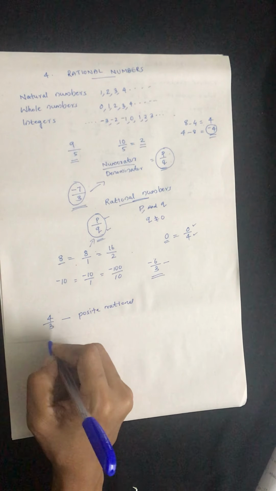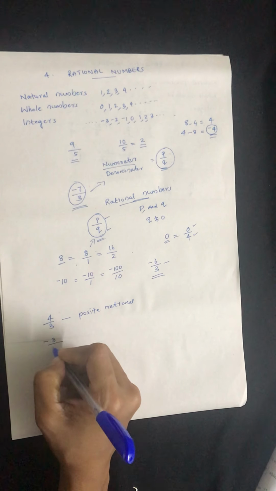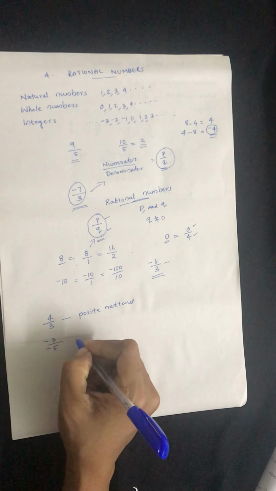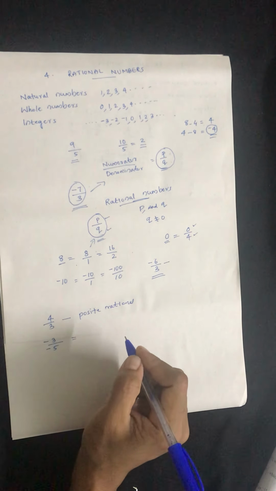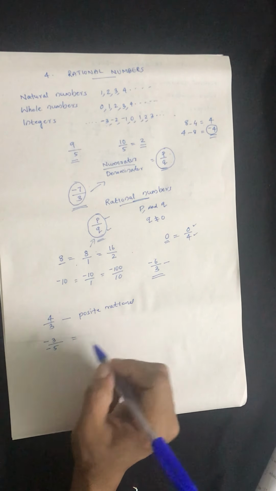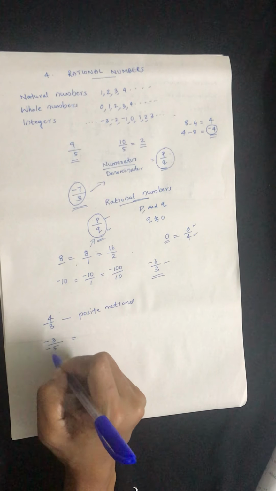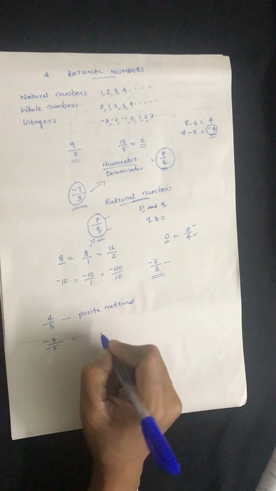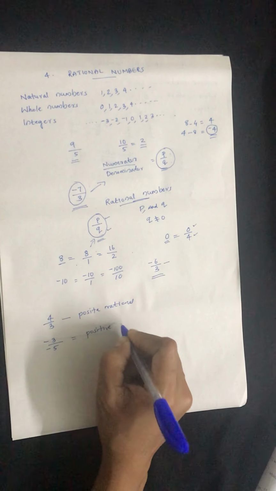Now, if both numerator and denominator are negative, what will be its value? It will be positive or negative? Minus 3 by minus 5. Its value will be plus. Minus and minus we can cancel. So this also is included in the set of positive rationals.